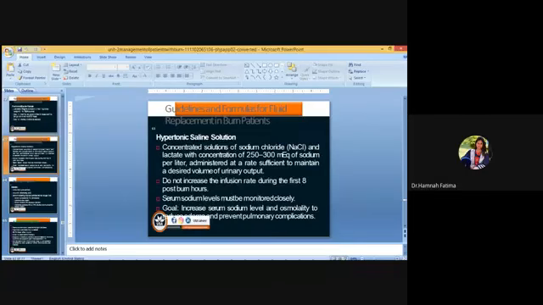Hypertonic saline solution is a concentrated solution of sodium chloride and lactate with a concentration of 250 to 300 milliequivalents of sodium per liter, administered at a rate sufficient to maintain a desired volume of urinary output. Do not increase the infusion rate during the first 8 post-burn hours. Serum sodium levels must be monitored.